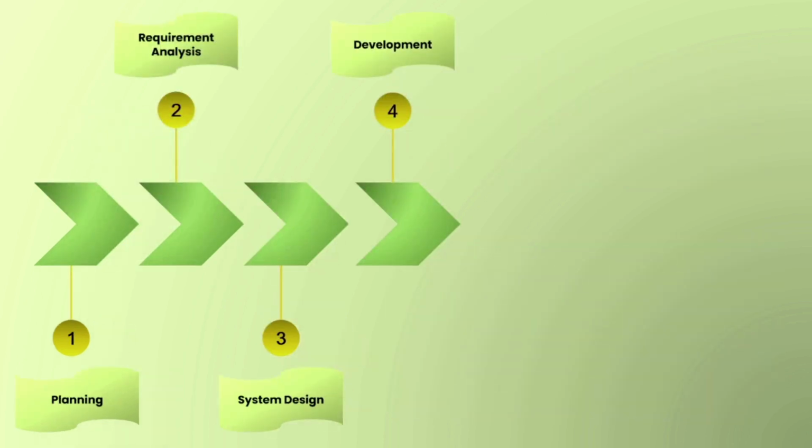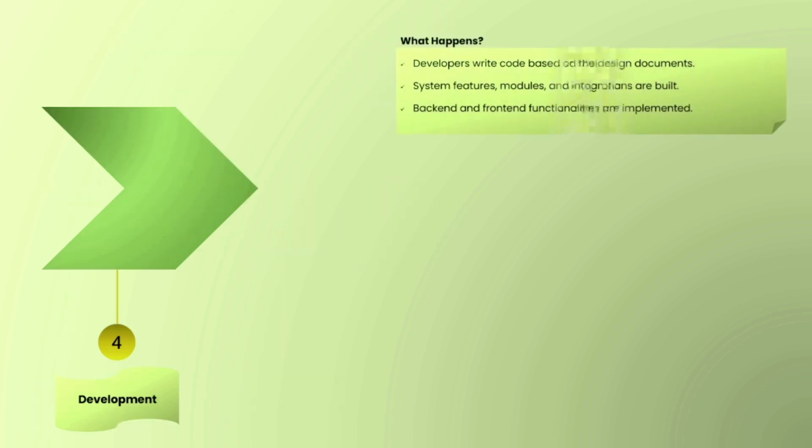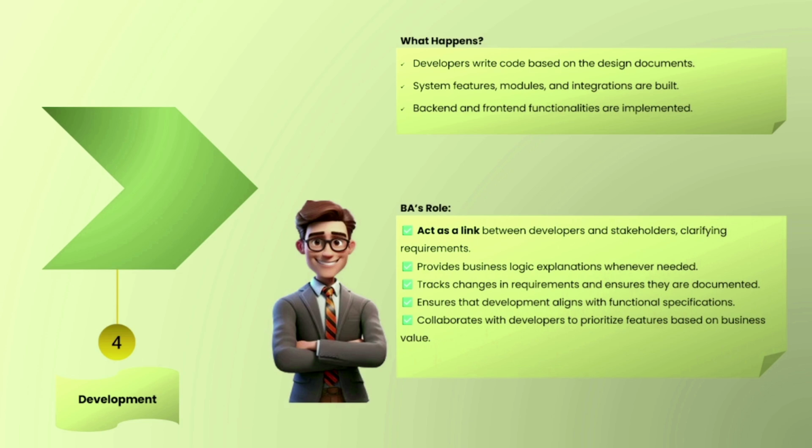Let's try to understand development here. What happened in the development stage? Developers write code based on the design document, and system features, modules, and integrations are built. Back-end and front-end functionalities are implemented. All these things are done by the developer and development team. So, what is the role of the BA? The BA acts as a link between developers and stakeholders, clarifying the requirements. It is self-explanatory.